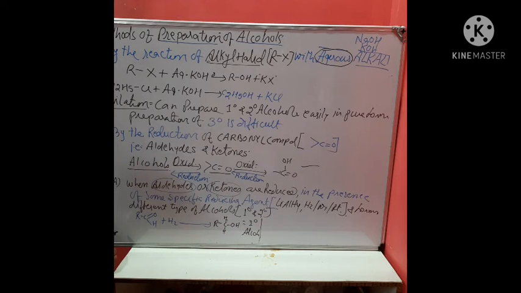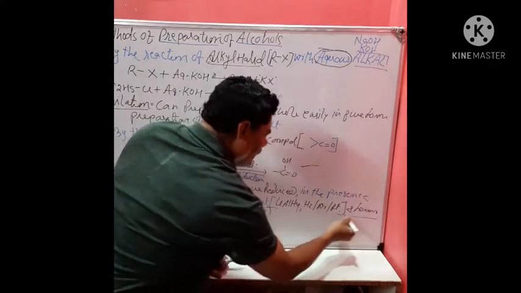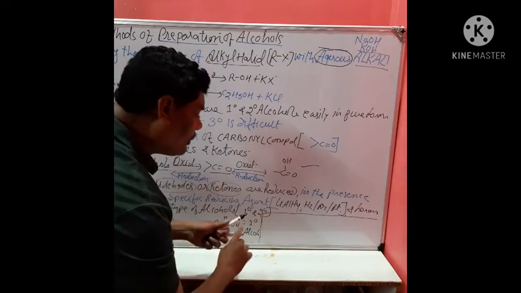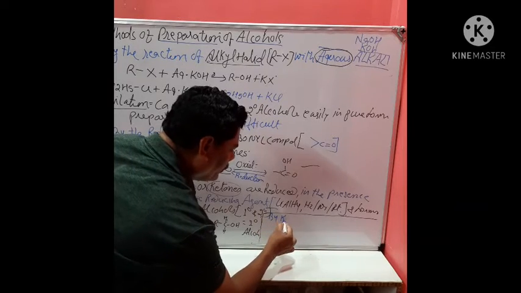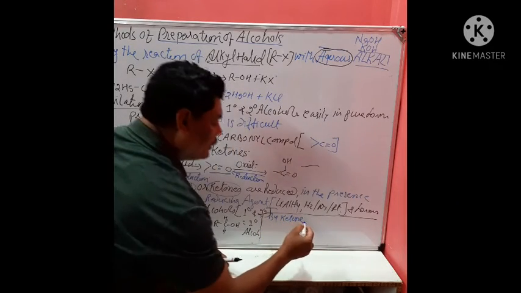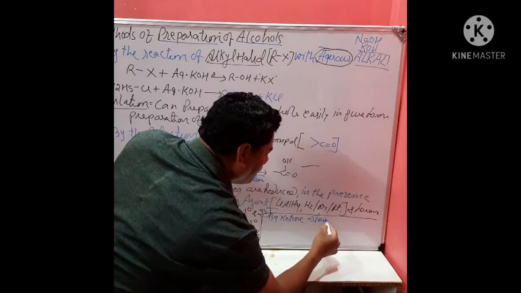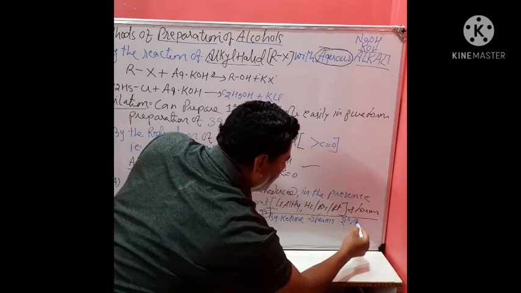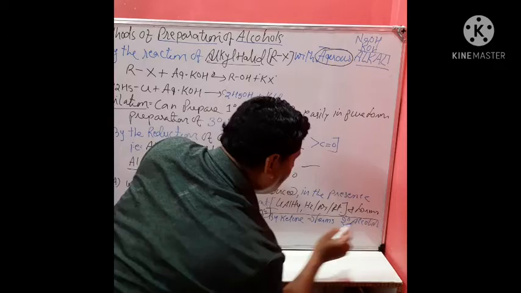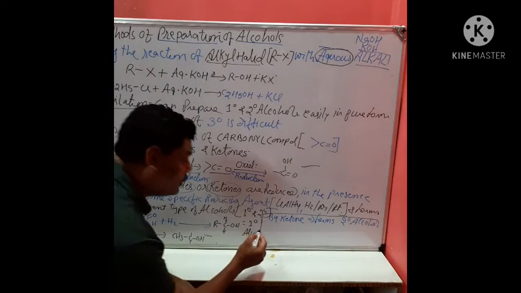Now can you write the reaction with a specific compound like CH3, C double bond O, and this is H. On reduction it gives CH3CH2OH. That is, acetaldehyde forms ethanol. But think about if we change the carbonyl compound to a ketone. Ketone forms secondary alcohol. Now there is no primary, there is secondary alcohol.